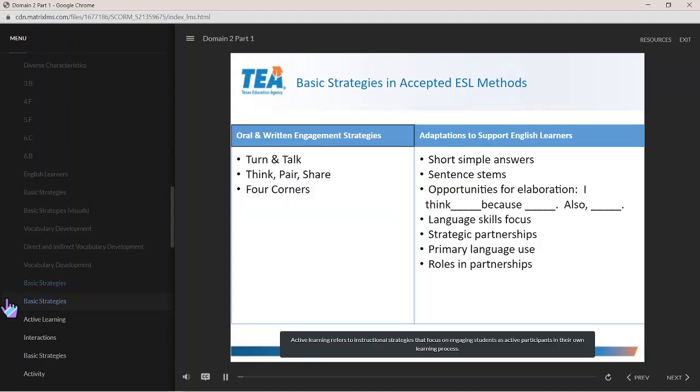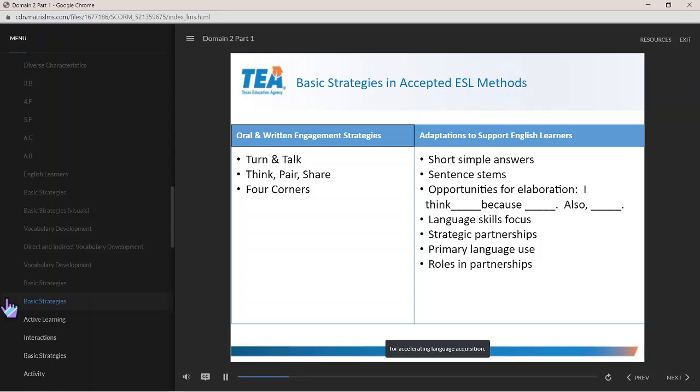Active learning refers to instructional strategies that focus on engaging students as active participants in their own learning process. Authentic opportunities for active learning go far beyond just playing fun learning games and are critical for English learners as a tool for accelerating language acquisition. Oral and written engagement strategies that apply to active learning may include turn and talk.